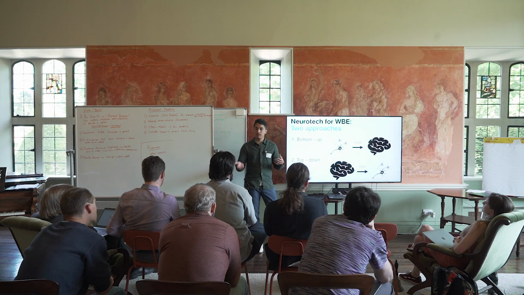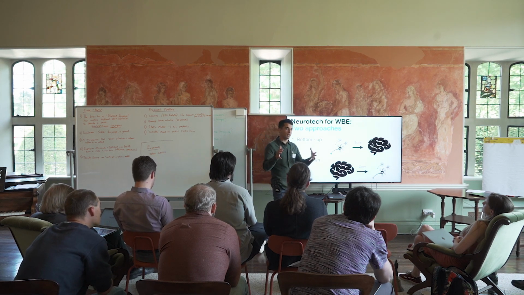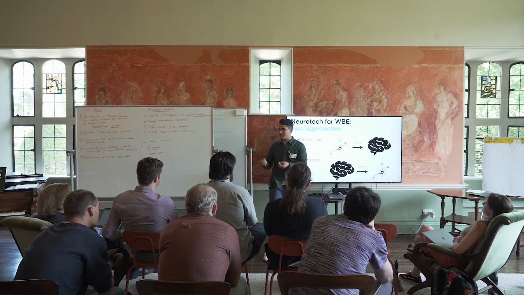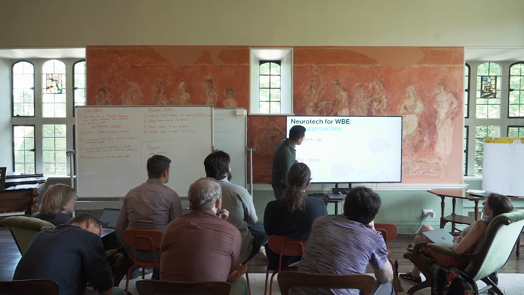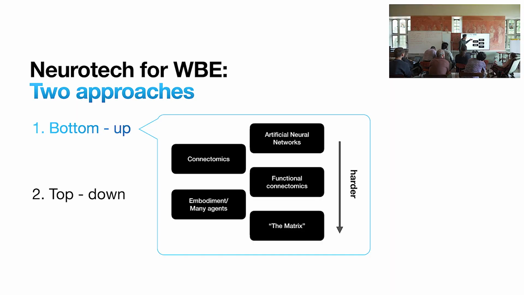What can you get today, like Robert was telling us with functional MRI and other techniques where you can already see the whole brain, but can we actually start zooming that in to the level of detail, information content that actually resembles WBE? So starting with bottom-up, there's artificial neural networks, getting a bit further, connectomics and functional connectomics, and ideally in the future embodiment, many agents. And I just put in the Matrix because that's always fun.